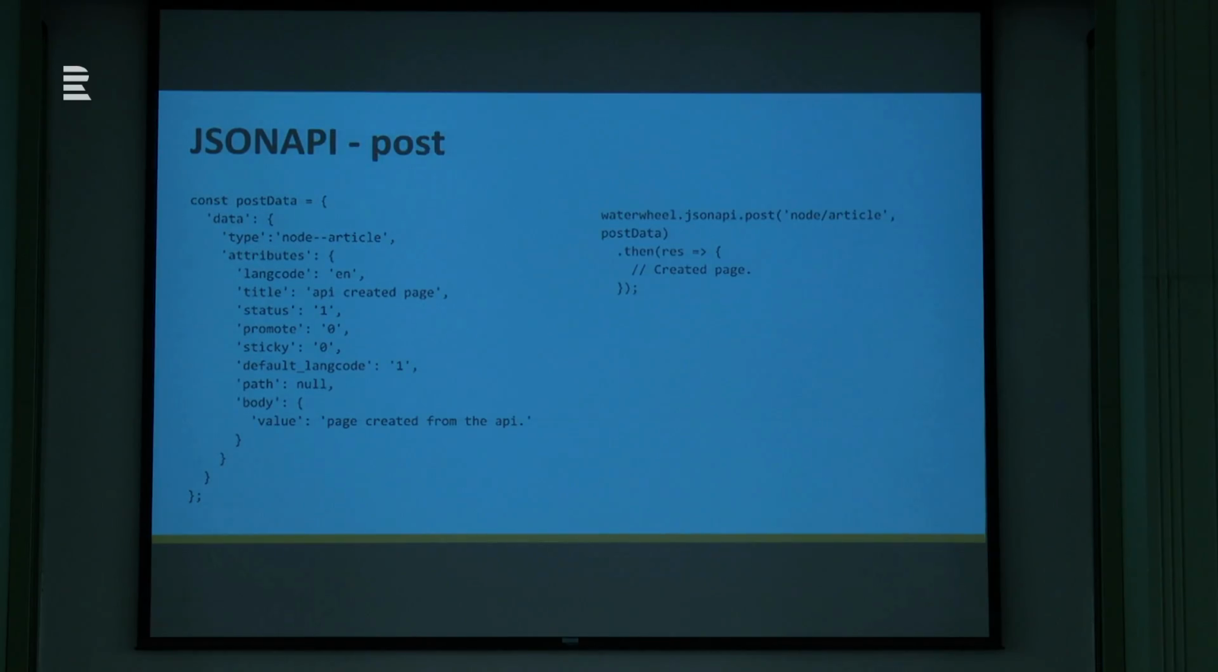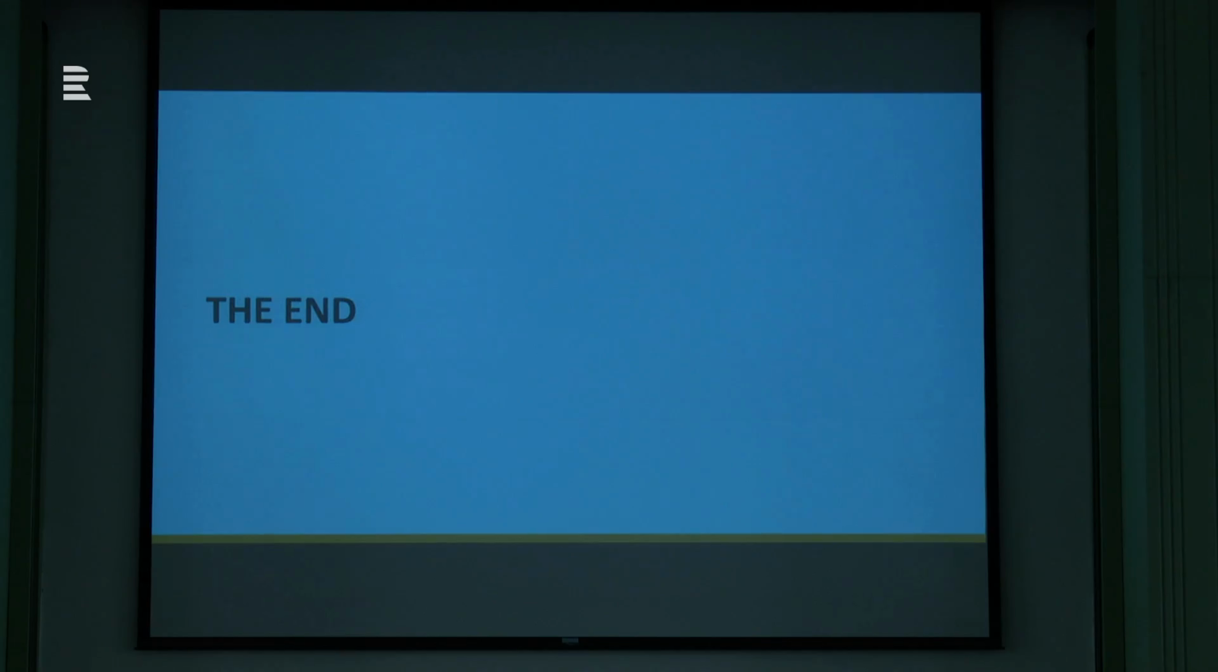And this is how it looks when you're posting data. So basically, you're building the entity you want, and then just passing it in on the JSON API. And that's it.